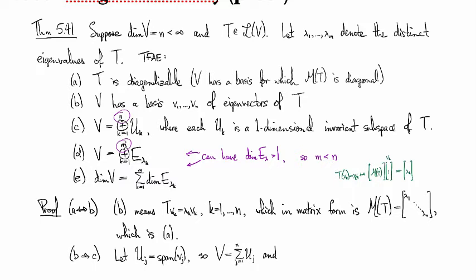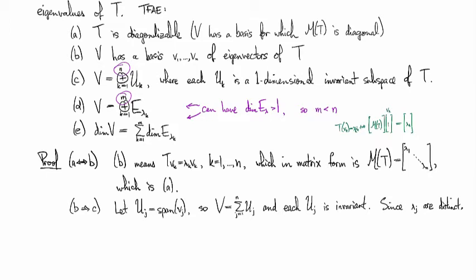And since it's a basis of eigenvectors, it's telling us that each of these UJs is invariant under T. And then, since the lambda j are distinct, we then know that this is an orthogonal sum, by 538. Okay, so let's see then.